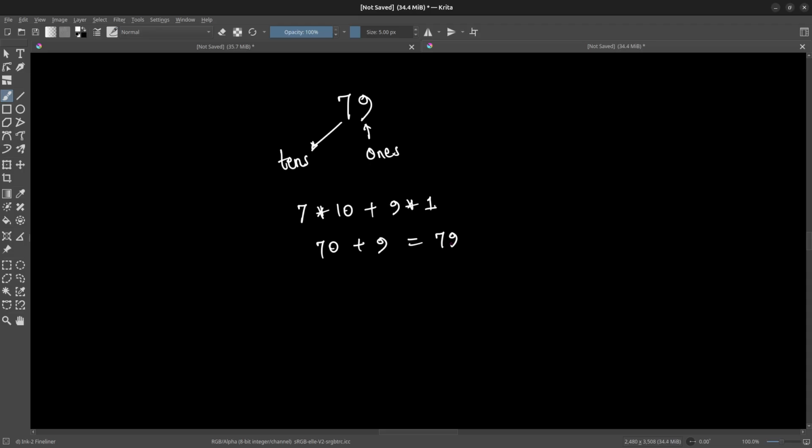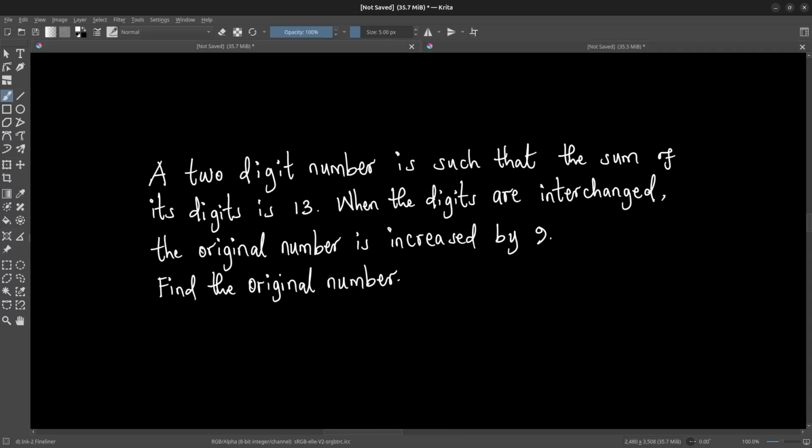This means when you are given any arbitrary two-digit number, for example, let's say you have xy, to get the value of xy, knowing that x is in the tens place and y is in the ones place, you take 10 times x plus 1 times y, which is just y. And this is the whole concept. So let's go back to the question.